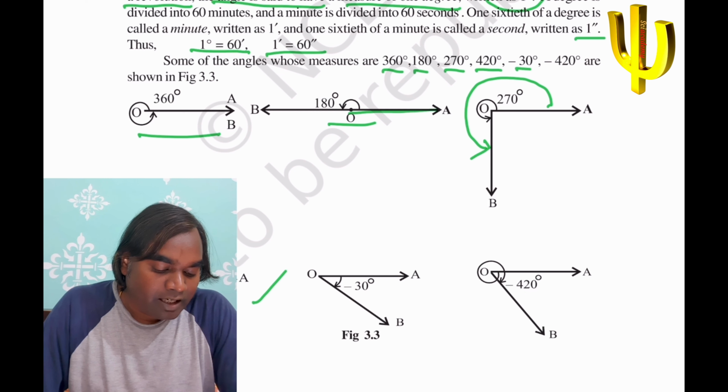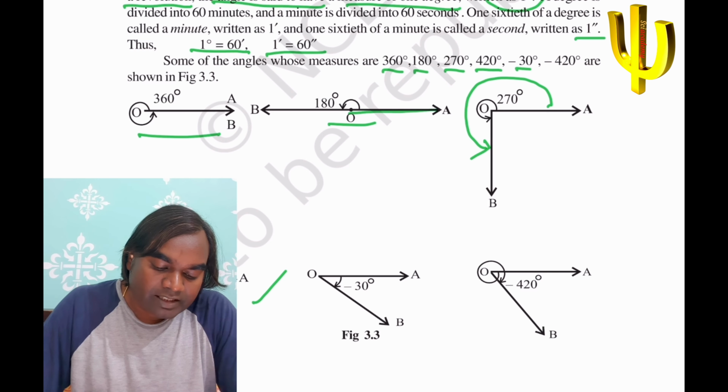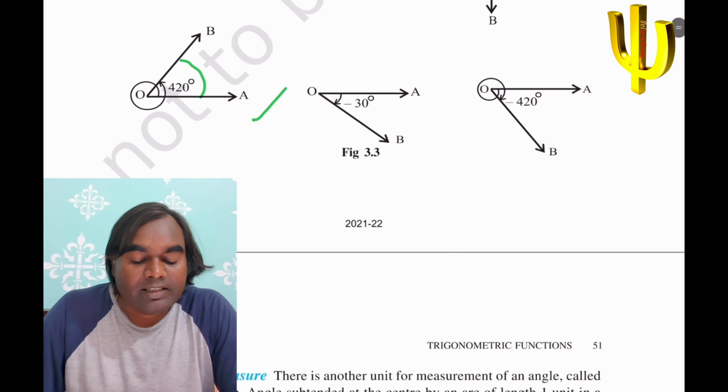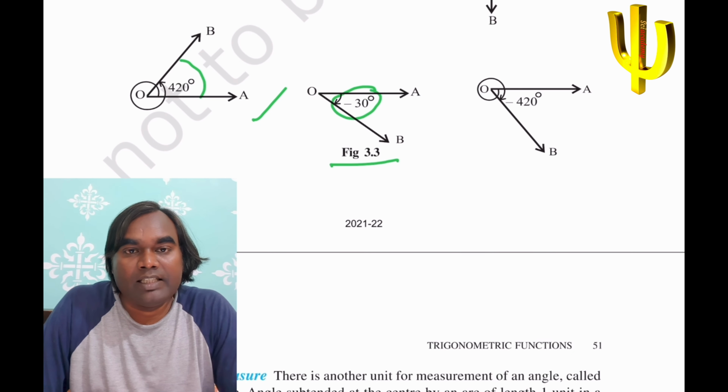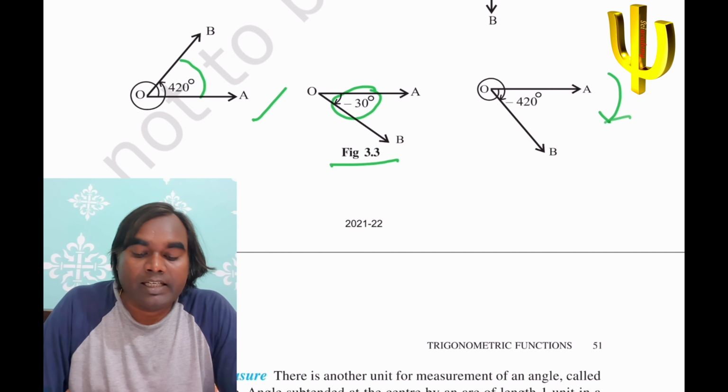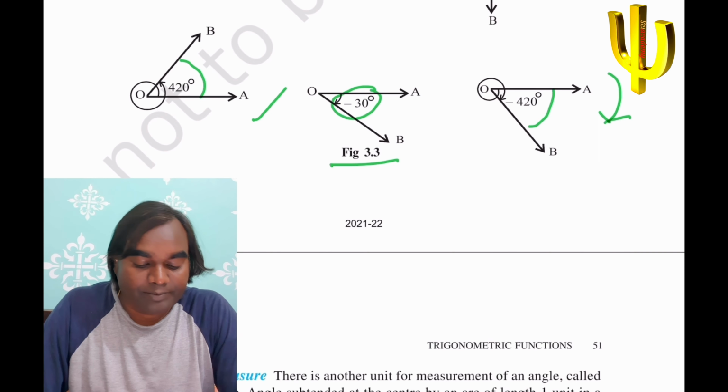Similarly, after one complete revolution and then 60 more, 360 plus 60 makes 420. When we rotate in the clockwise direction, it makes minus 30 degrees. I said that after rotation of the initial side in the clockwise direction, the angle becomes negative. So when we rotate the initial side clockwise, the angle formed is a negative angle.